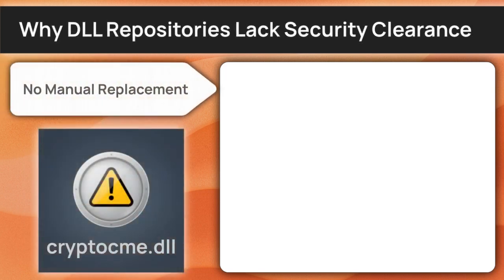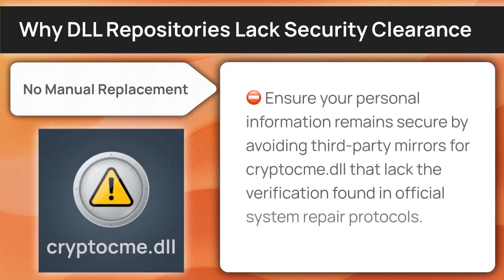To prevent any secondary issues, I recommend a cautious approach to downloading individual system files. A quick safety warning: never download files like Cryptocme Library DLL from unofficial websites. These files are often outdated or bundled with malware that can compromise your personal data and system security.